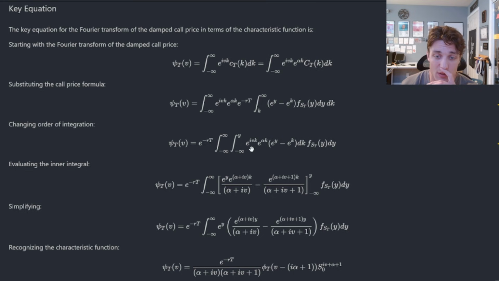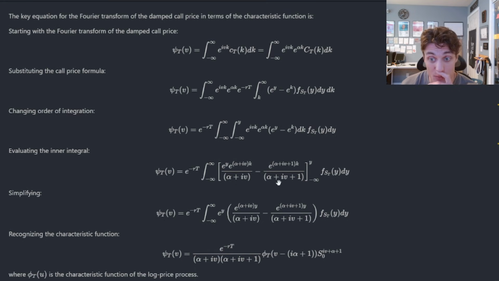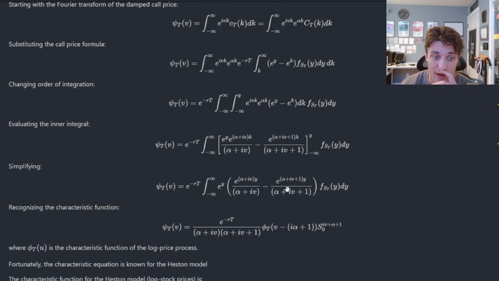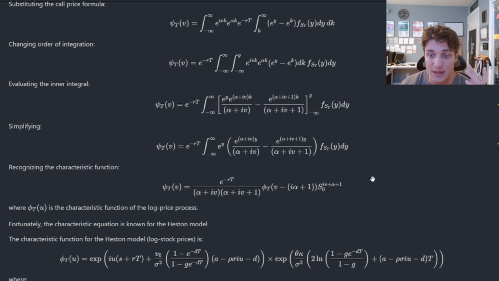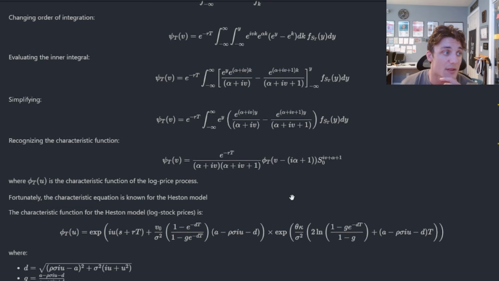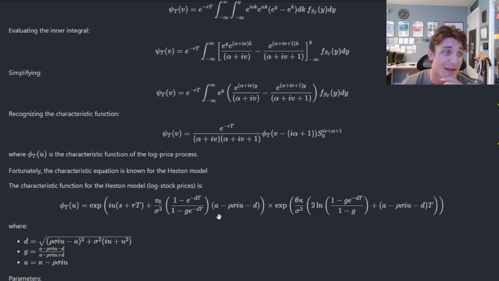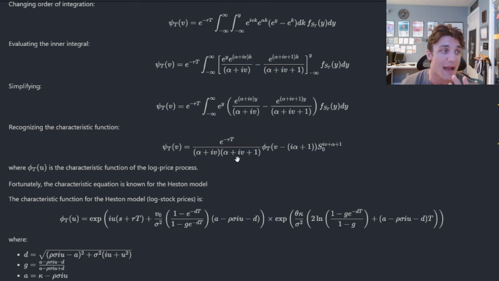Okay, what does this actually look like? If we evaluate the inner integral and simplify, then we're left with this characteristic function. Phi sub T of u is the characteristic function of the log price process for the Heston framework. Why is this so amazing? Because this is known in closed form. This is what it's given by. Yeah, it looks crazy, but there's nothing in this equation now that we don't have.